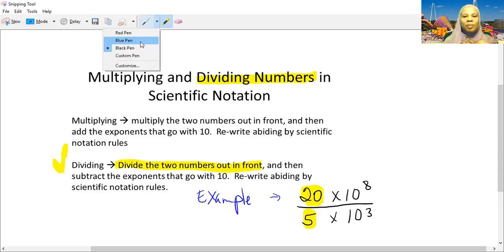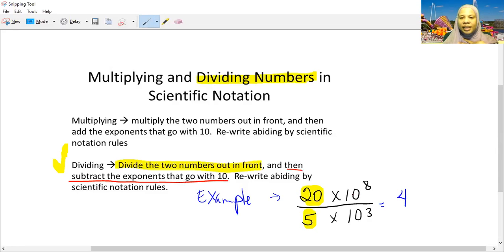So what is 20 divided by 5? 20 divided by 5 is 4. So we put 4 down. Now, after that, it says to subtract the exponents that go with 10. So we look at the 10s. This has an 8 and this has a 3. So we're going to have 8 minus 3. Another thing to do is to put a little subtraction sign right by the division line. When you go from the numerator down to the denominator, you can read it as 8 minus 3. And that will help you in the long run once you start getting integers, negatives, and things like that.